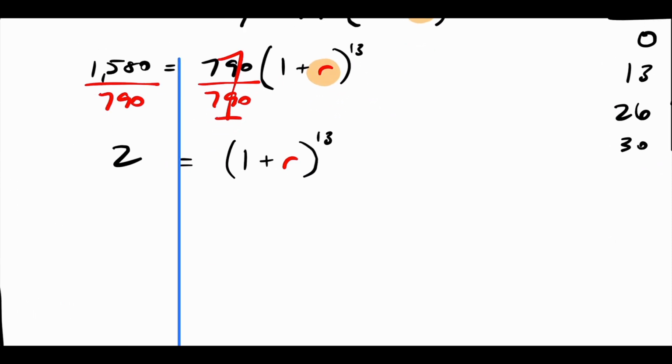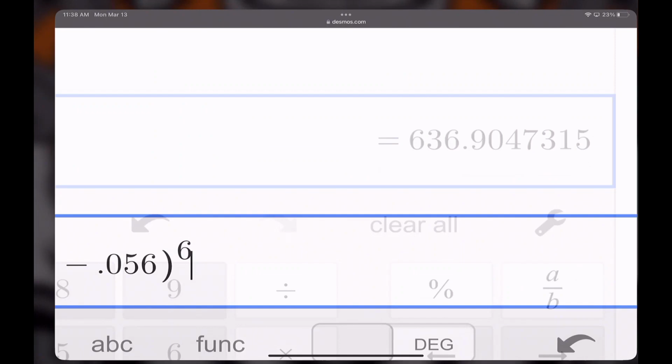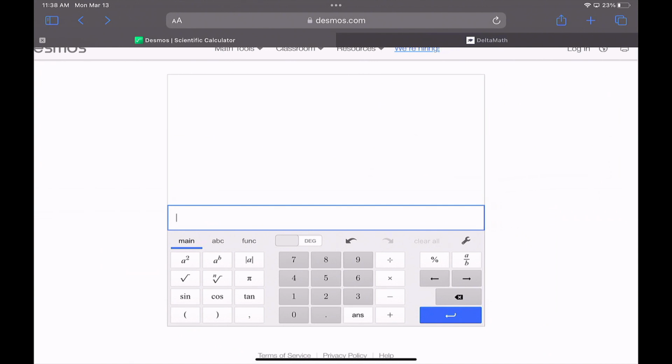Want to get rid of the power. So, got to take a root. What root do I take? The 13th root. That gets rid of the power. And then what number times itself 13 times is going to make 2? I don't know that off the top of my head, so I'm going to use my calculator.